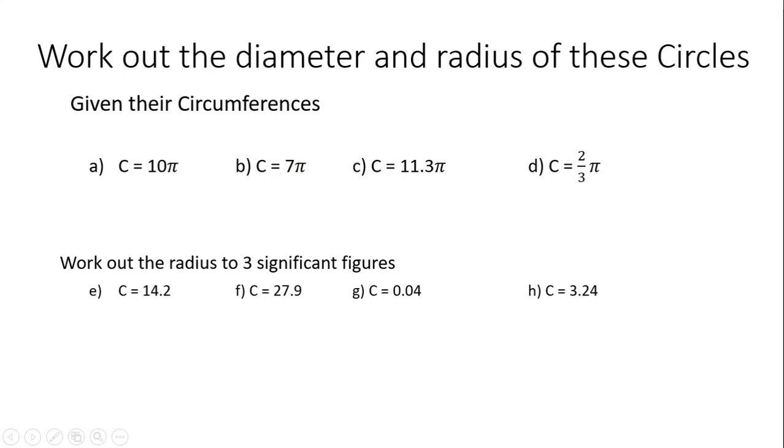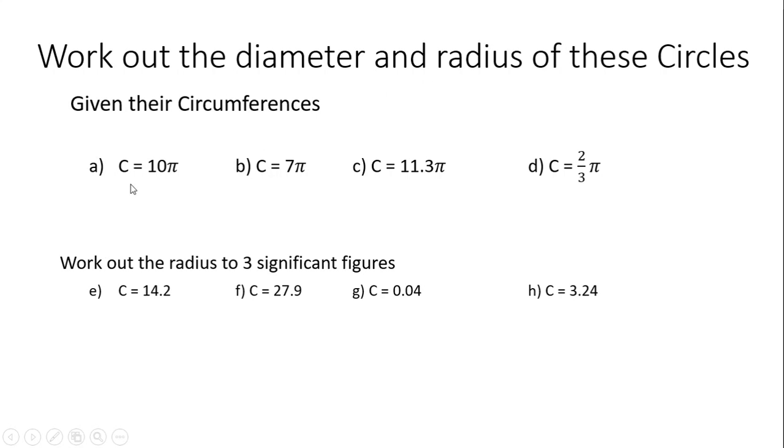Okay, here's some practice for you. So if you want to hit pause and work through these on your own, please do that. The answers are going to come up in a minute. Notice that for the first part of these questions, I gave you circumferences in terms of pi. And I want you to work out the diameter and the radius of these circles.